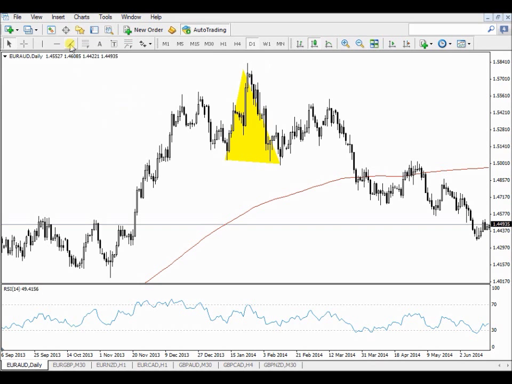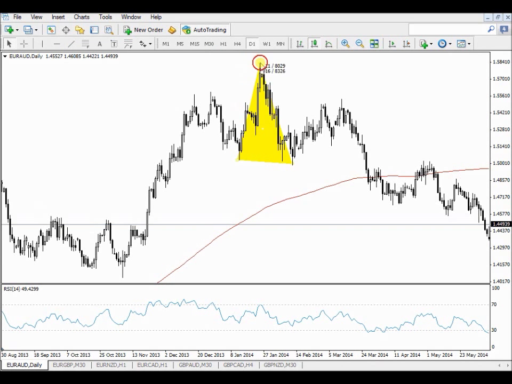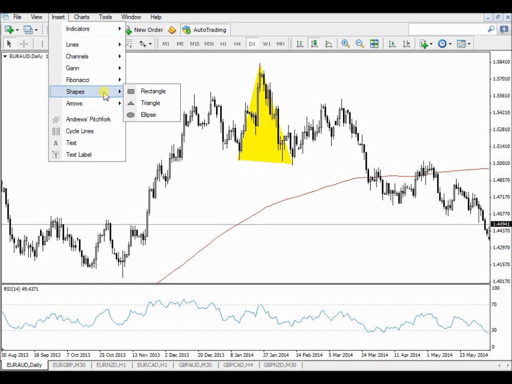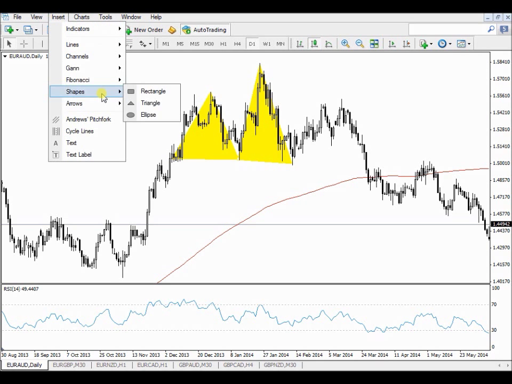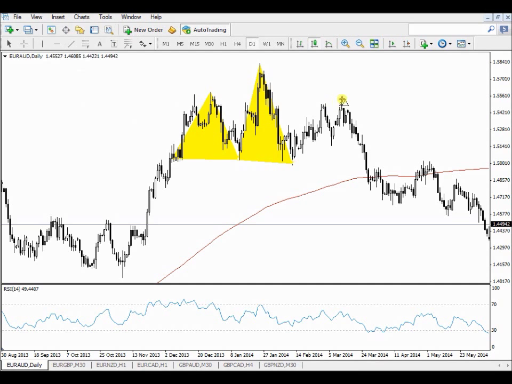And I'm going through the psychology of the market. What is happening in this market? And how do you trade the head and shoulder pattern? There's only one way to trade a head and shoulder pattern.